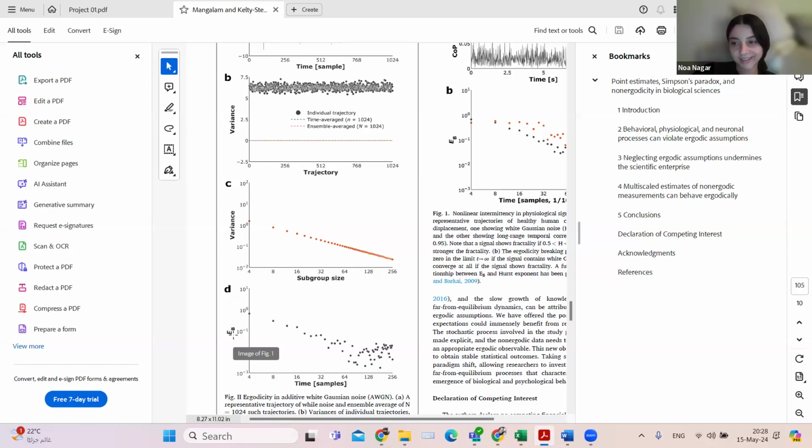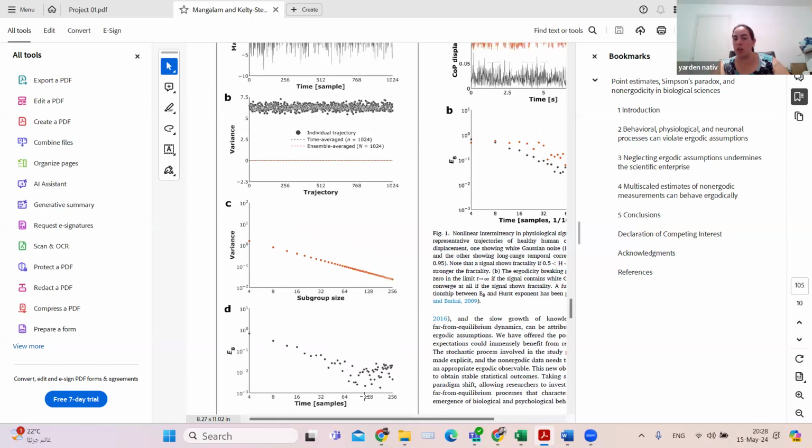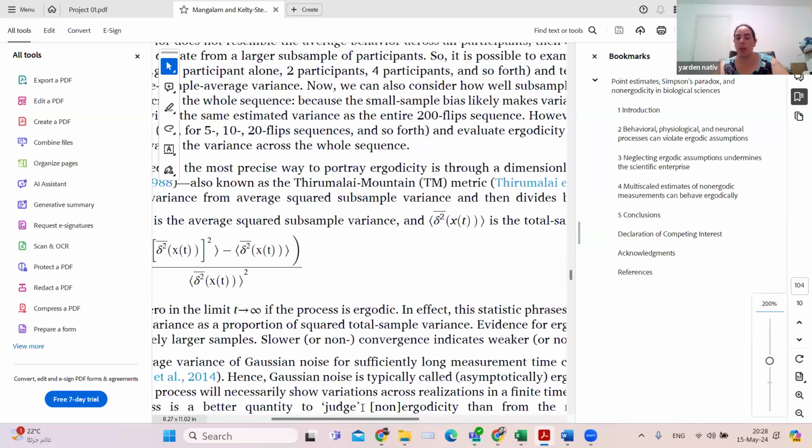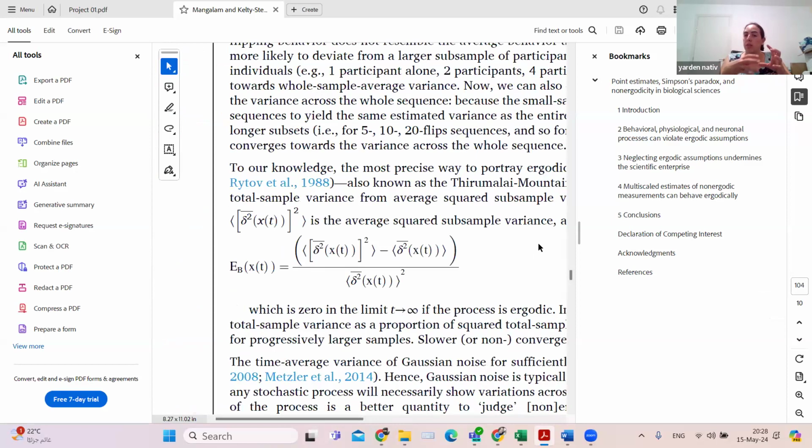I don't think I understand. Okay, so the idea behind ergodicity break, let's look at the formula and then maybe we can understand it better. So why do we call it ergodicity break? Because ergodicity is that when you have a subsample, it should have the same variance as the total sample, right? This is basically the idea. And you want to find what is the point at which the subsample becomes different than the total, right?